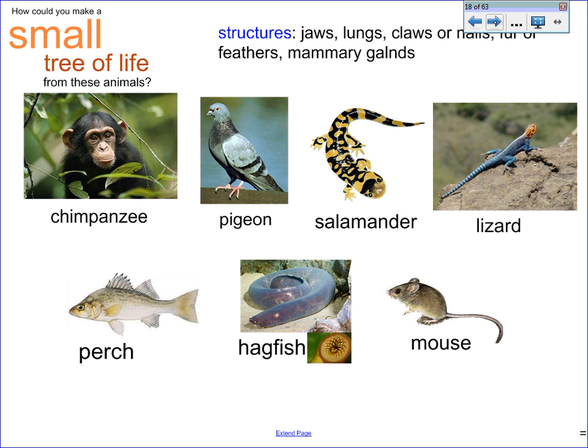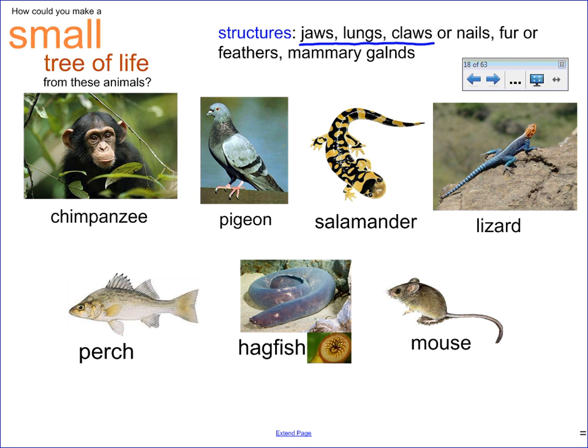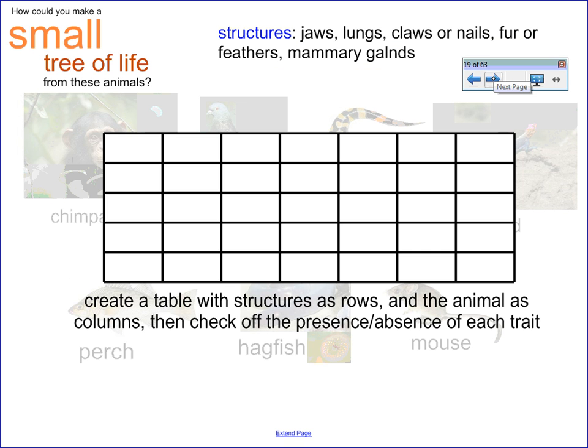They each have traits, some of which are homologous structures, and so what you can do is you can look at these 7 organisms in relation to a few traits. The jaws, if they have lungs, if they have claws or nails, if they have fur or feathers, and if they have mammary glands. The idea here is that if their ancient ancestor had these, they should have them too. So if you make a table with a row for each of these organisms and a column for each of these 5 structures, we can start to check them off for the presence or absence of these structures.